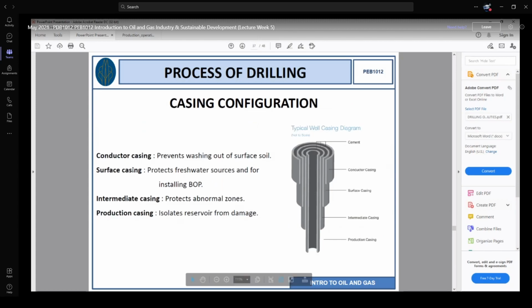Okay, so we have different kinds of casings that we run inside. Number one is the conductor casing, second is surface casing, third is intermediate casing, and the fourth, last but not least, but the most important casing, is called the protection casing. So conductor casing, we normally run it near the surface formation, which is very weak and can easily be washed out, right? So to avoid the collapsing of the wellbore, we have to insert one casing inside, which is called the conductor pipe.